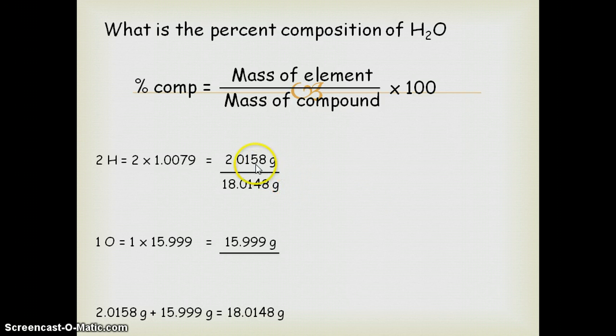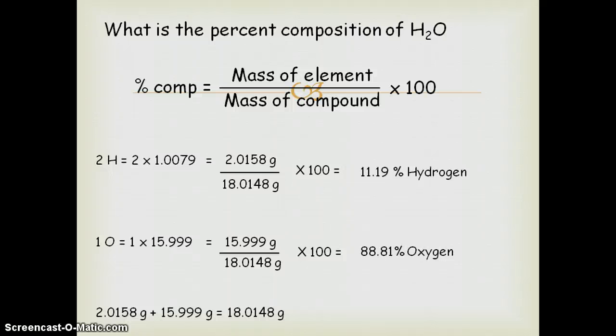So 2 divided by 18 roughly, and then we will multiply that by 100 and it will give us our percent compositions. Of course, we did the same thing down here with the oxygens. Remember, our total is the same for both elements because we're comparing it to water. So it's the percent of the water molecule. And that tells us that our water molecule is actually only 11.19% hydrogen, which means that it's 88.81% oxygen.